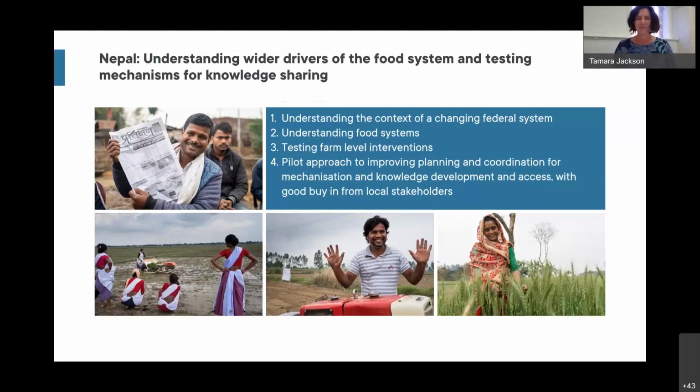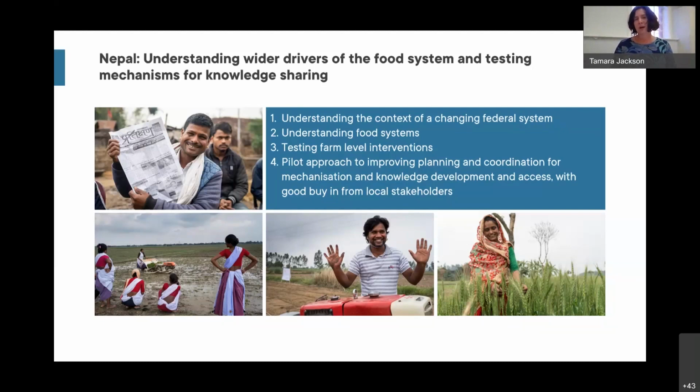interjection. So the final case study really is from Nepal, which brings together some work from the Foresight work in Nepal, but then also other work. So the first thing that was done as part of the Foresight group was understanding food systems and the context of the changing federal system in Nepal, which was identified obviously as a major driver of food systems currently. And then within SRFSI, there was testing farm level interventions.